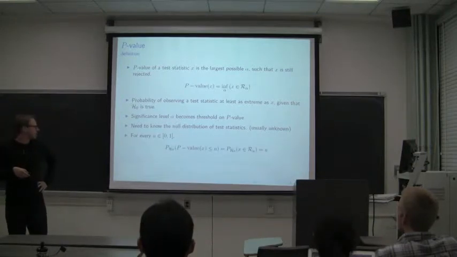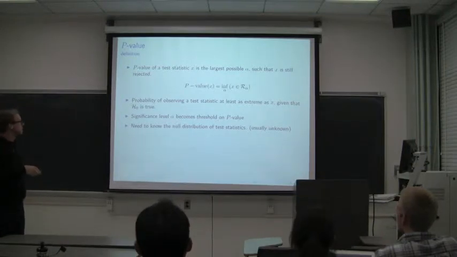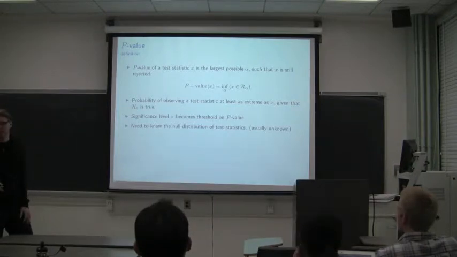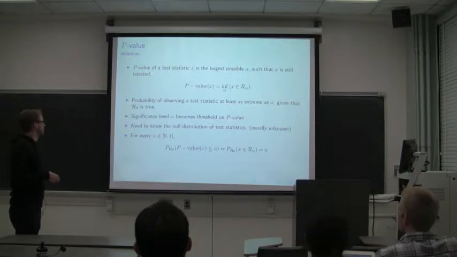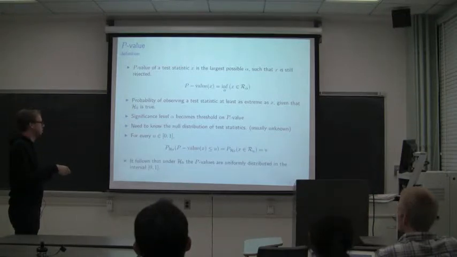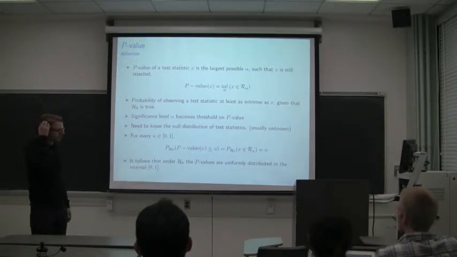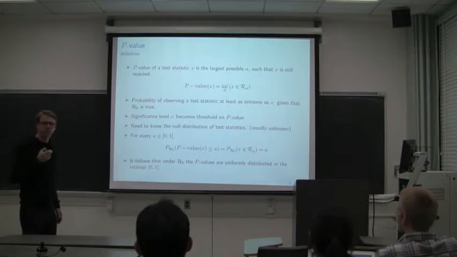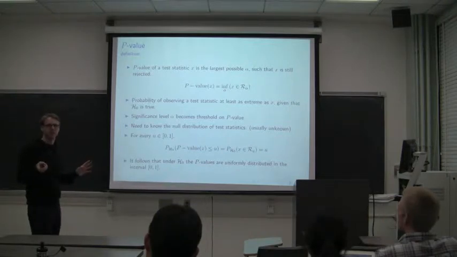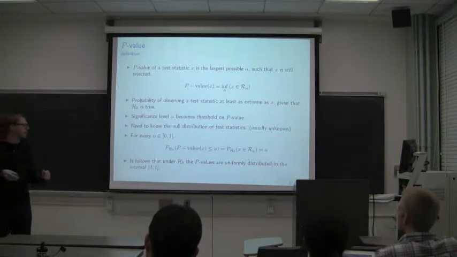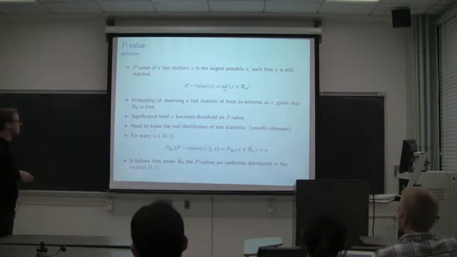Okay, so the problem is, in order to define a p-value, you need to know the distribution of test statistics. That's something that we don't always have. And if we have it, then the p-value is uniformly distributed. This uniformly distributed property is what we, in the end, for example, used for FDR control. That's something that we need for that.